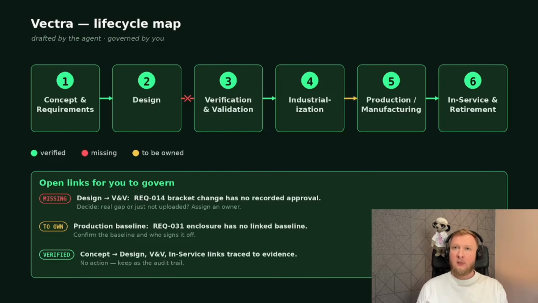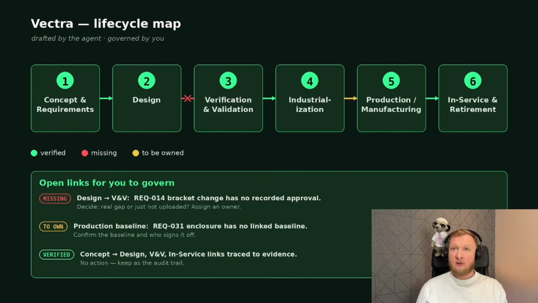With those decisions made, I give the agent one more directed task. Produce a lifecycle map with these confirmed stages, mark each link as verified, missing, or to be owned, and generate a short action list of the gaps a human must close. Notice the prompt now carries my decisions. I'm not asking it to think, I'm asking it to assemble what I've governed.